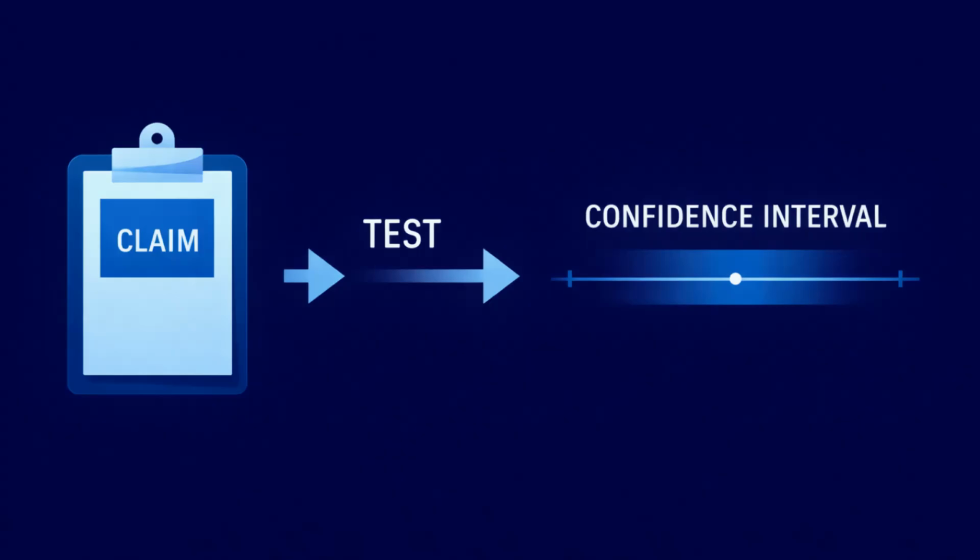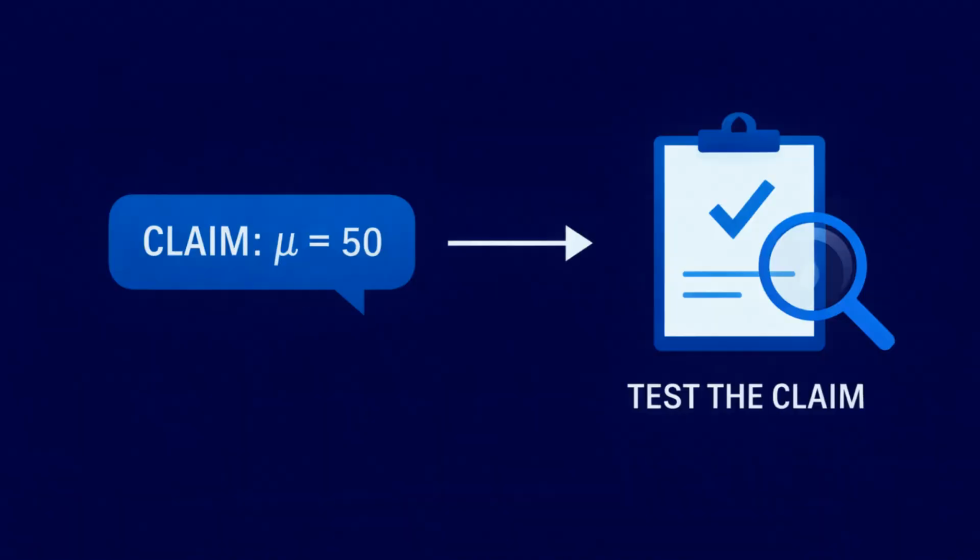Hypothesis testing is a structured decision process used to evaluate a specific claim about a population. A confidence interval estimates a range of plausible values for a population parameter. A hypothesis test does something different. It starts with one clear statement and asks whether the sample data provides strong enough evidence to question that statement. Confidence intervals estimate. Hypothesis tests evaluate a claim.